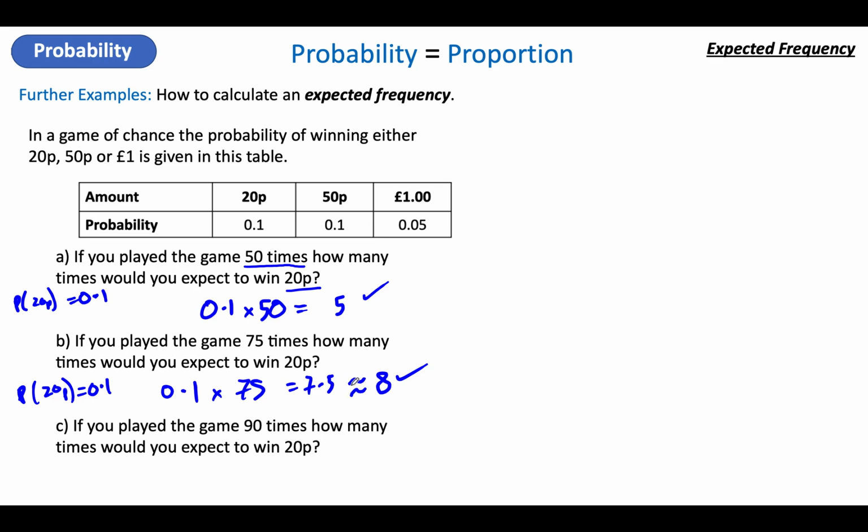Okay, now I've put this little approximately equals sign in there. Now again, this is 20p again, so the probability is the same. So that's the proportion of times I'd expect to win, which in this case is 9. So if I did it 90 times, I'd expect to win 9. Okay.